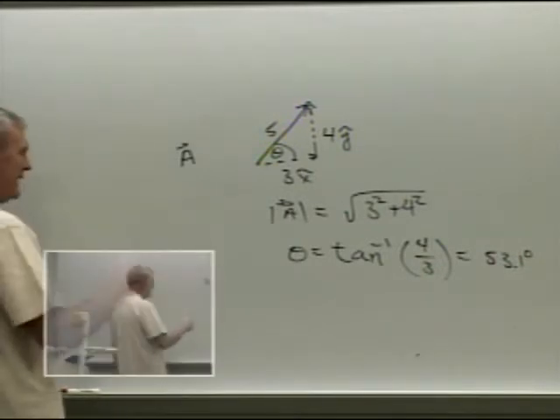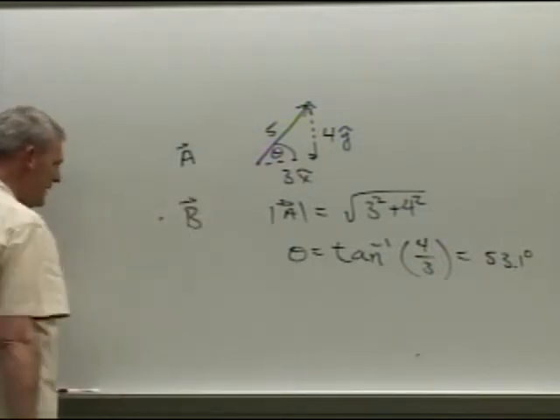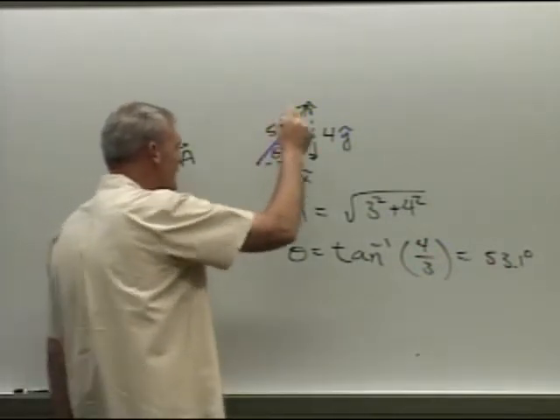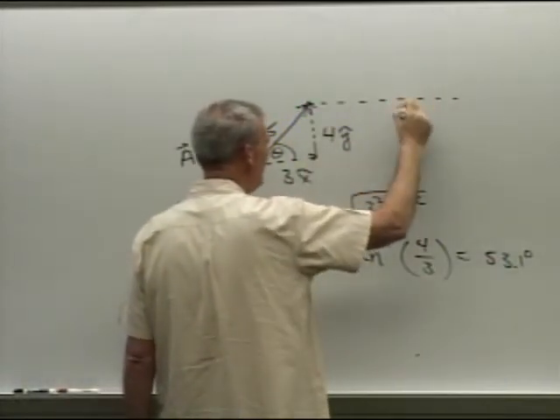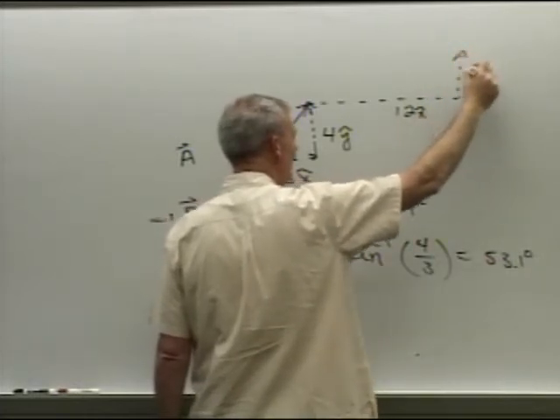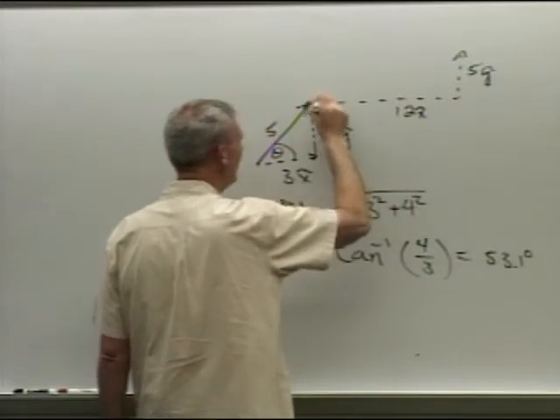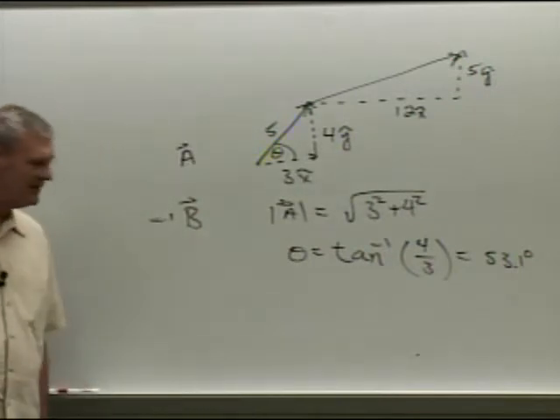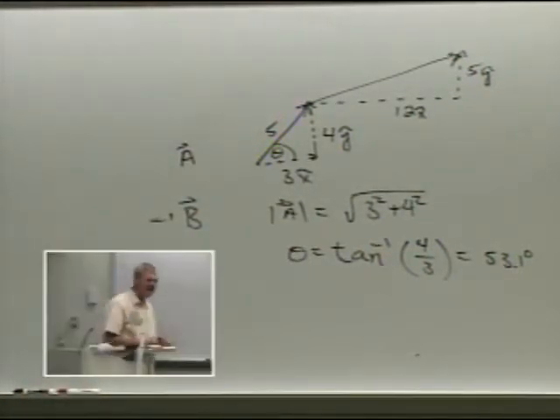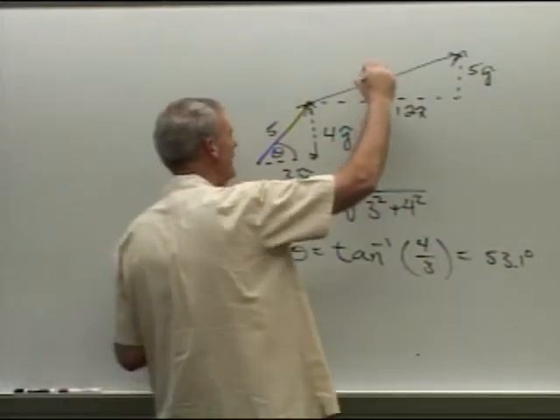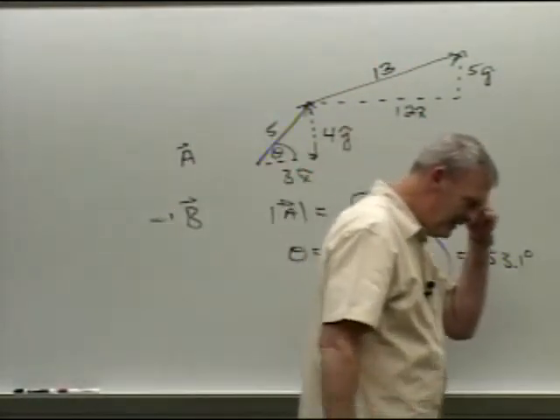Now I'm going to take vector B. Vector B is going to be, let's say, 12 units in the x direction and 5 units in the y direction. So it's like this. Okay? Anybody know what the magnitude of B is, just off the top of your head? You ever seen that one? The classic 5, 12, 13. Exactly.